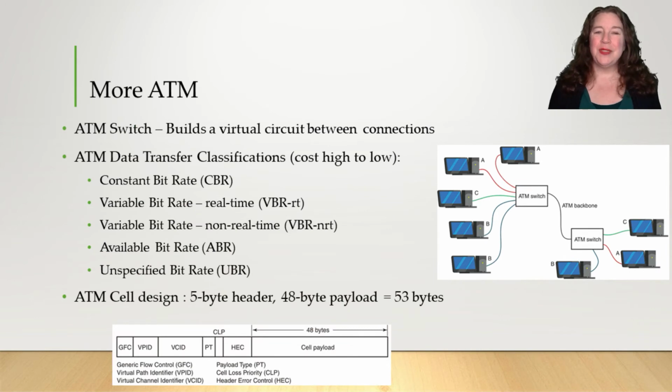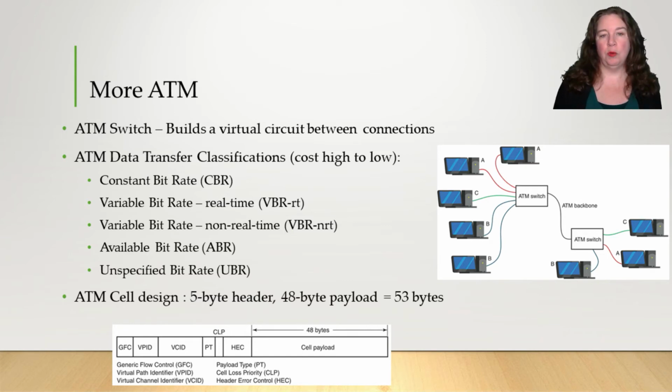A couple of things with ATM. ATM can use its own switches. So they are ATM switches. They are designed to use ATM and to build that virtual circuit between your connections. So ATM is a style that uses its own hardware, its own switches. The different transfer classifications go in cost from highest to lowest. We talked about constant bit rate. This is constant. It stays at the same bit rate and it's always transferred at that rate, which is probably the most expensive because you're constantly leaving it up whether or not you're using it.